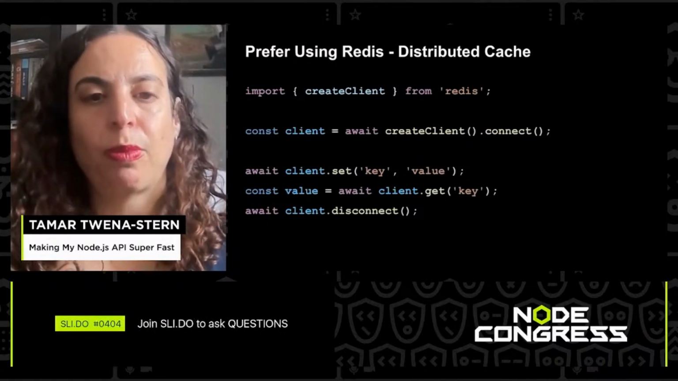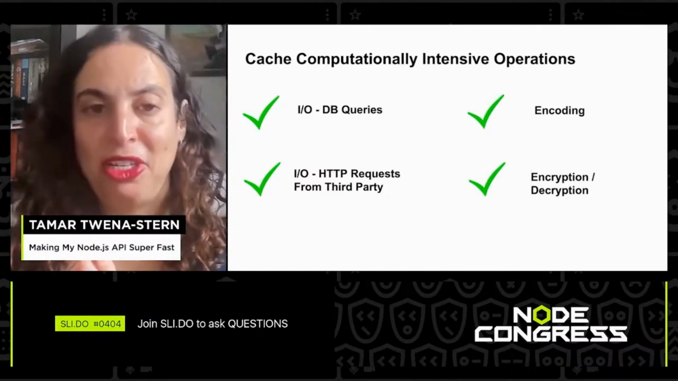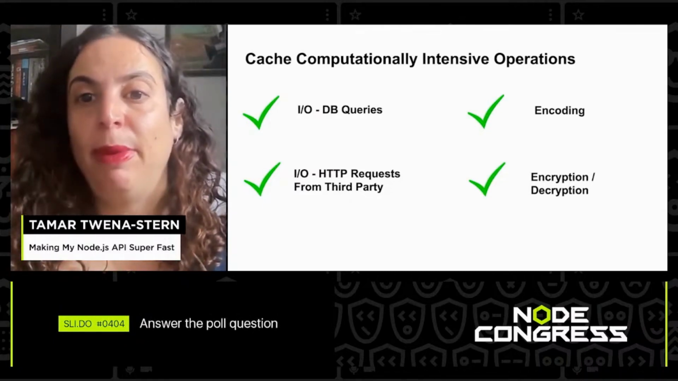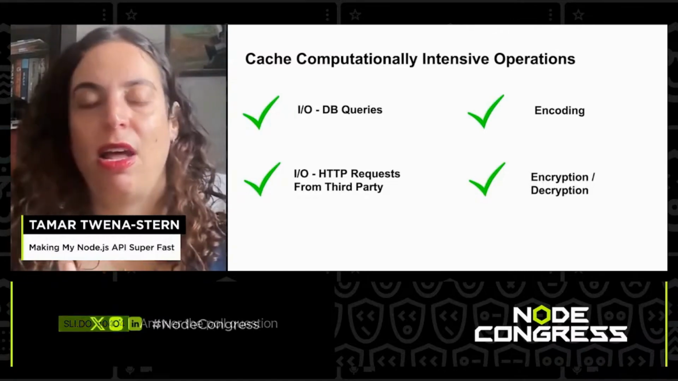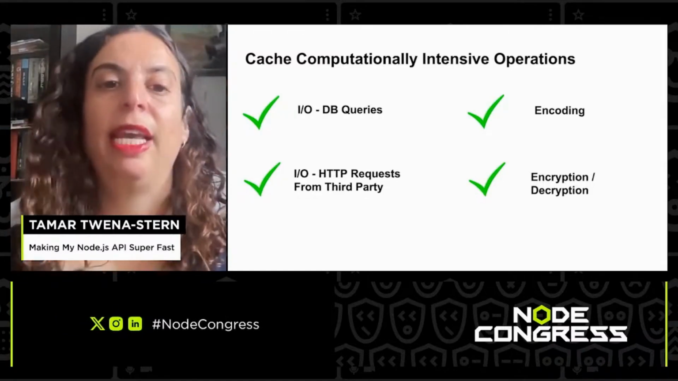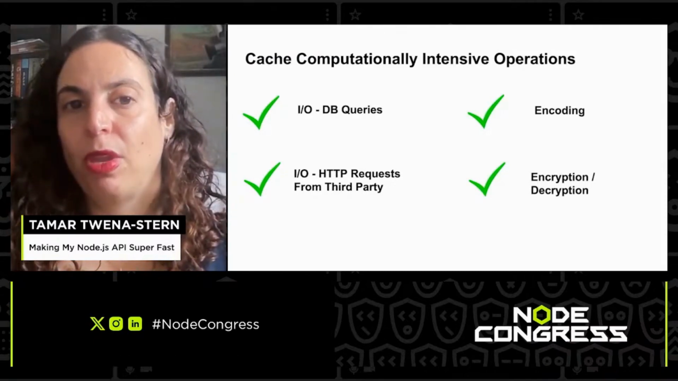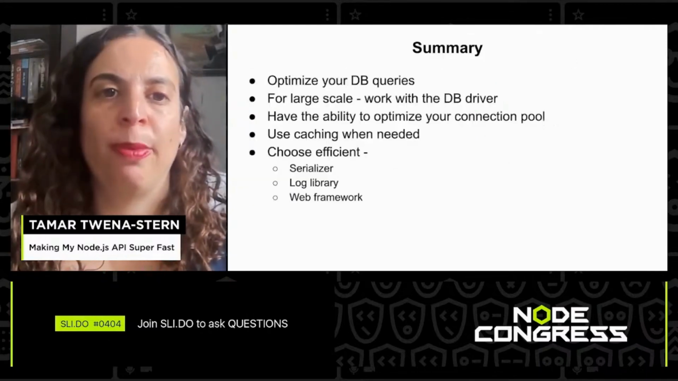And it's much better. What is recommended to cache: DB queries, crypto stuff, for example, we saw JWT, and HTTP requests from third parties. Those kinds of things would improve your performance a lot.